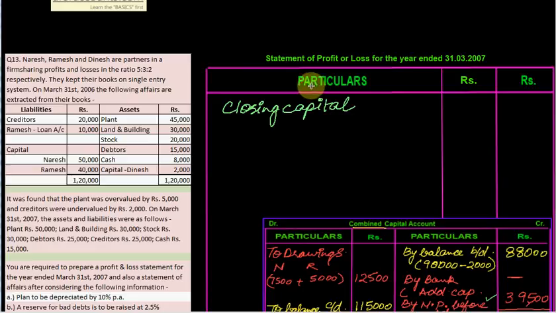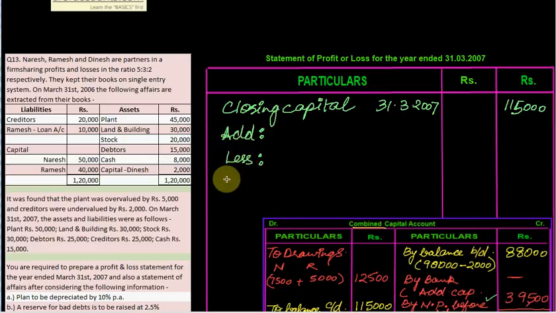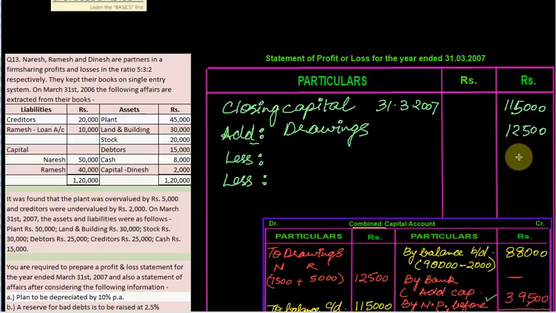Statement of affairs में ढूंढा था ना closing capital. Closing capital or capital as on 31/3/2007 is 1,15,000. Okay, add less is my code. Add क्या करोगे? Add drawings. Drawings during the year is given to you. दोनों partners का मिला के 12,500, which comes up to 127,500.